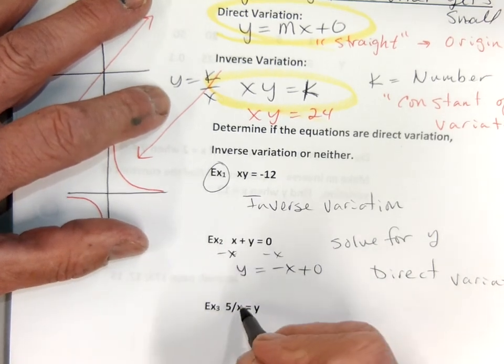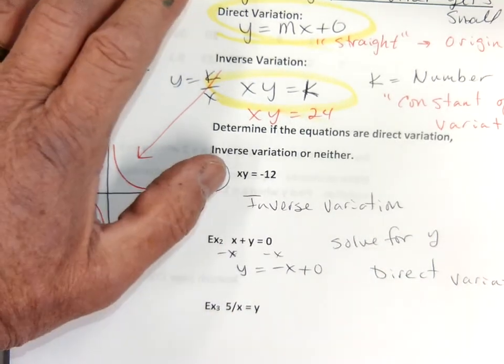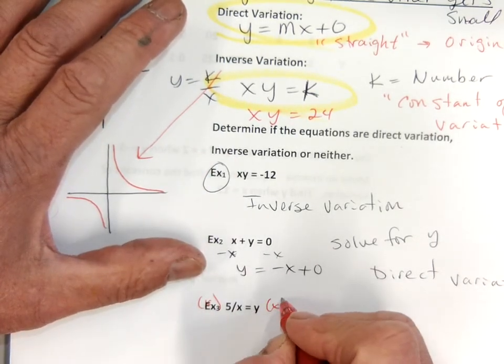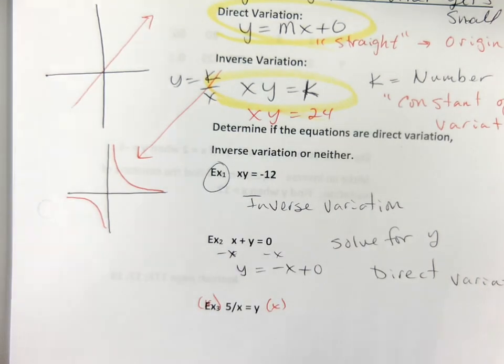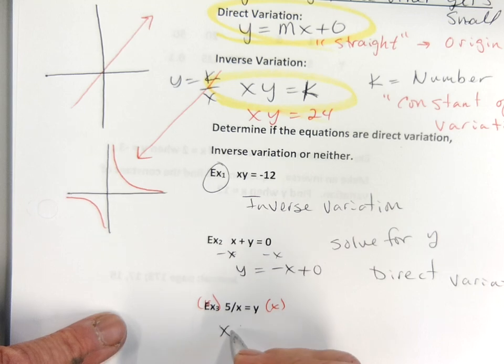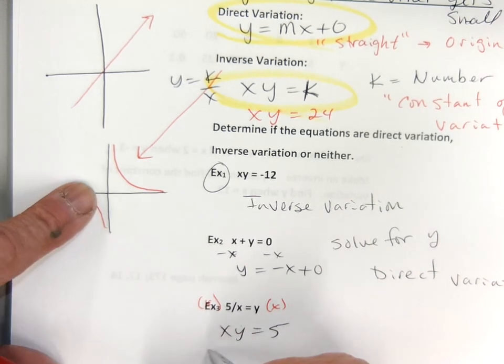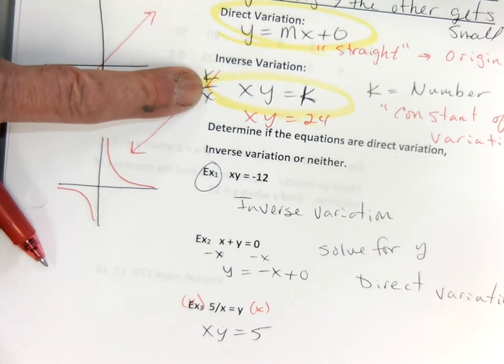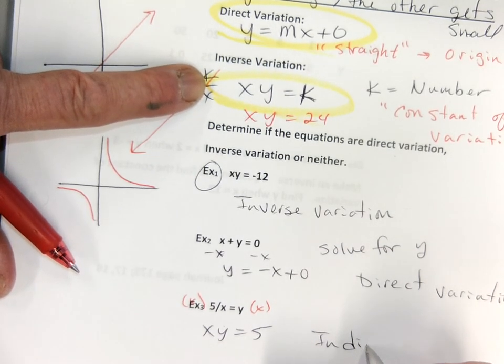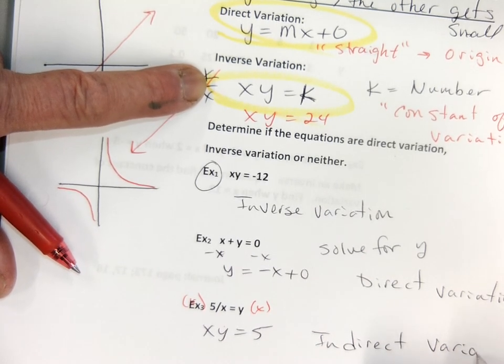Or if I multiply both sides by x, I don't want to confuse you, so much just see it. If I multiply this side by x, I could have rewritten it as x times y equals 5, so it is the same as my indirect variation, okay? Indirect variation, or inverse variation. I use both words. Same thing in math.